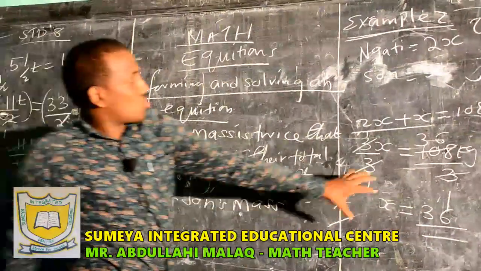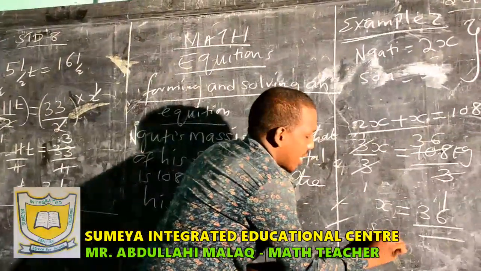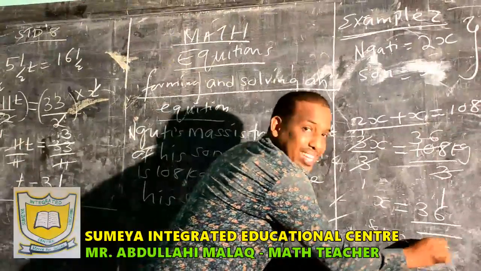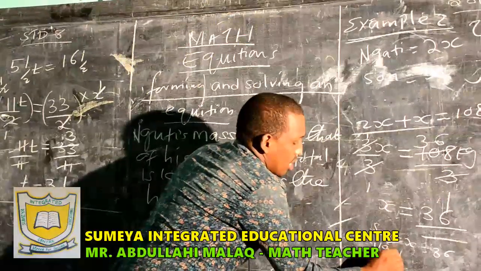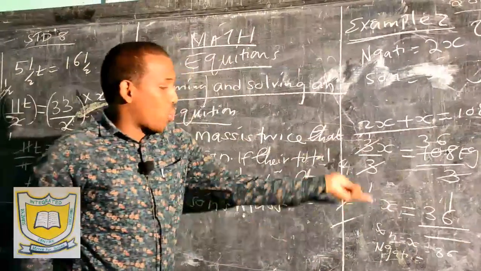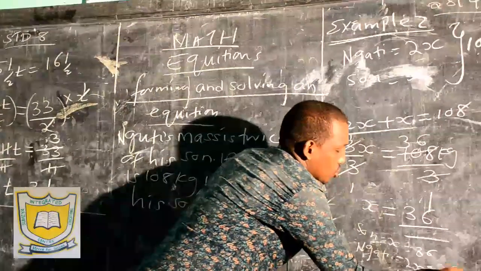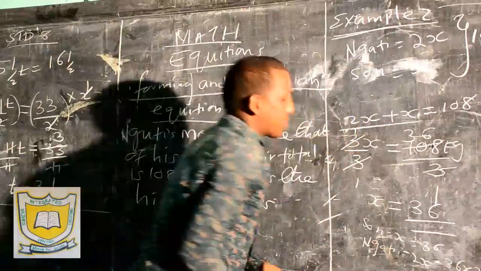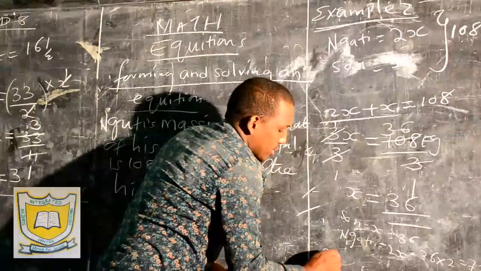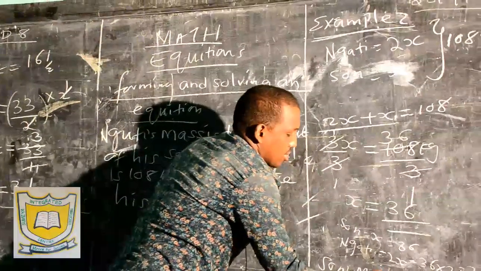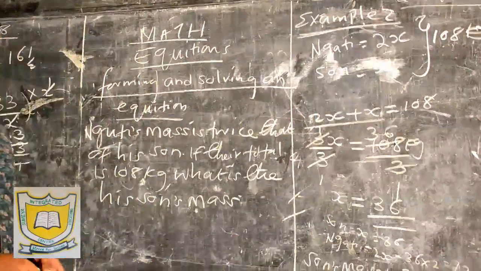Now, x belongs to the son. The son was x, so if the son was x, the son will be 36. And if they had asked for the father, Ngati, he was twice, so 2x. So we say 36 times 2, the father will have been 72. But since they are asking for the son, the son's mass is 36 kg. That is the answer. Son's mass is 36 kg.